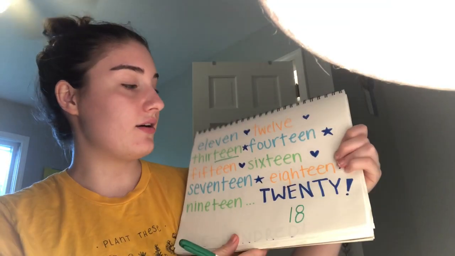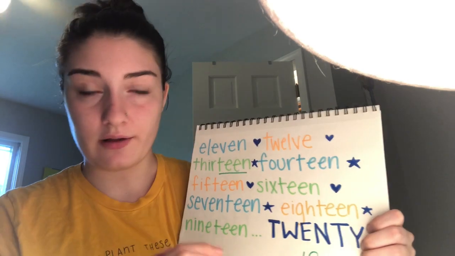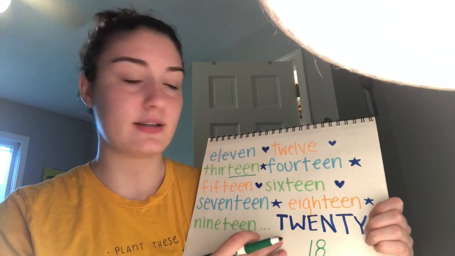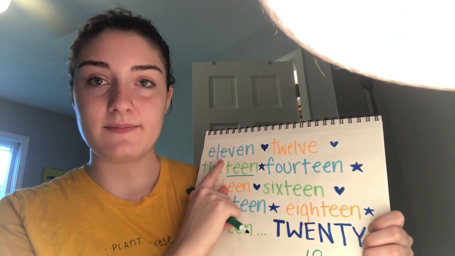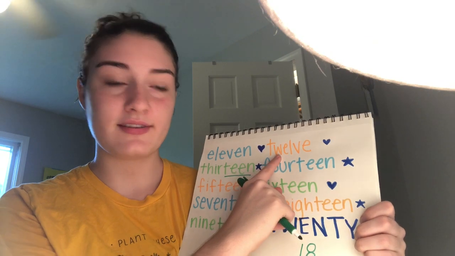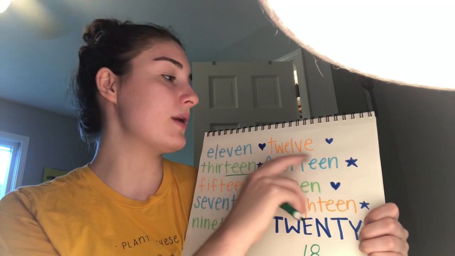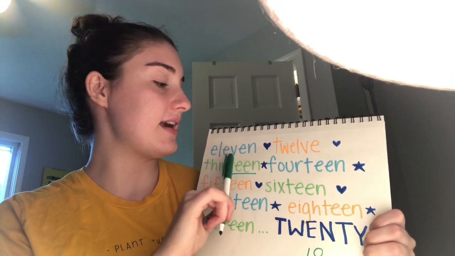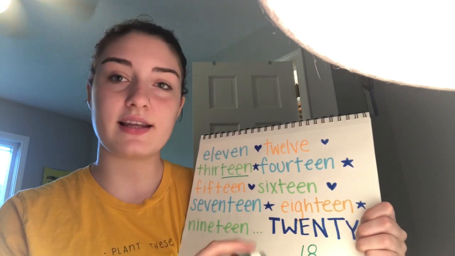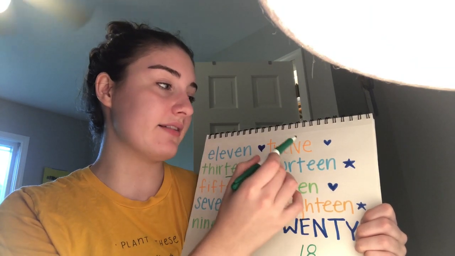So the only numbers in here that don't follow that same pattern, that include the teen sound, are 11, 12, and 20. So those are the ones that maybe you should just practice writing down. 11, spell it, E-L-E-V-E-N, 11. And then spell 12, T-W-E-L-V-E, 12.